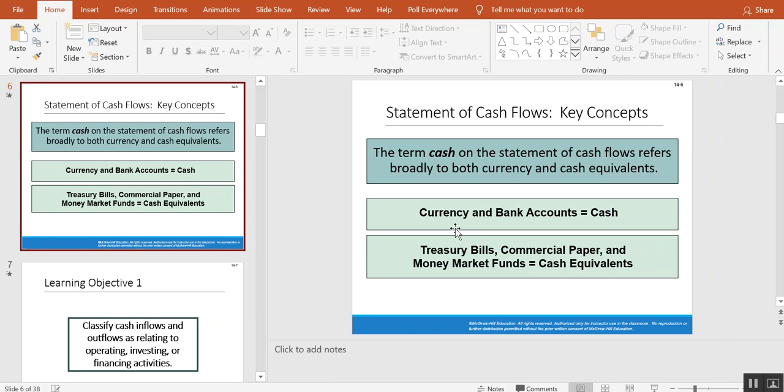But we have cash equivalents that are things like money market funds, commercial paper, treasury bills. The reason we have these is we may have some extra cash. We want to put that to work. We don't want it just to sit around and not earn interest. So we basically decide, okay, we'll purchase some short-term treasury bills, some short-term commercial paper, or money market funds in order to earn a little extra interest income on that extra cash that we have.